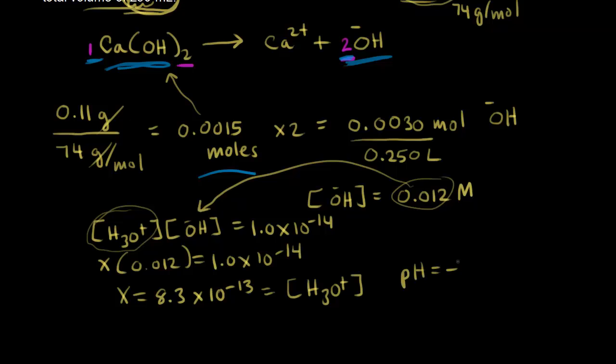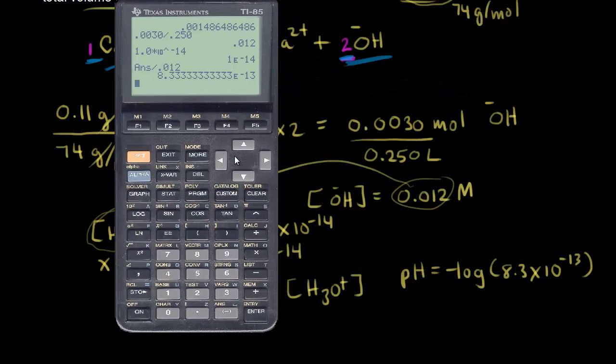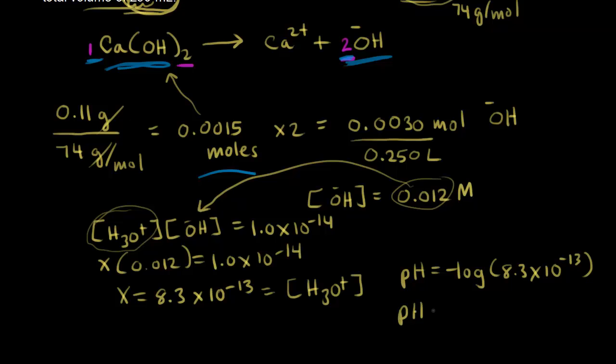Right? The pH would be equal to the negative log of that concentration. So the negative log of 8.3 times 10 to the negative 13. So let's do one more final calculation here. So we're going to do negative log of 8.3 times 10 to the negative 13, and we're going to get 12.08. Right, so the pH is equal to 12.08, and we're finally done with our problem here. So notice the pH is in the base range. So calcium hydroxide is a base.